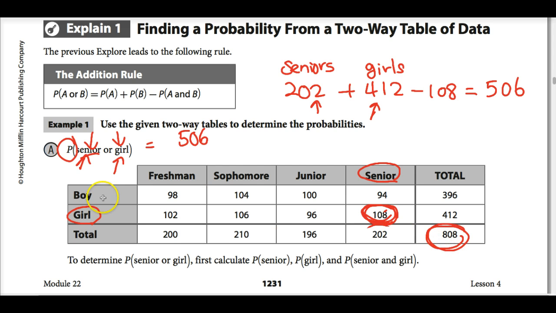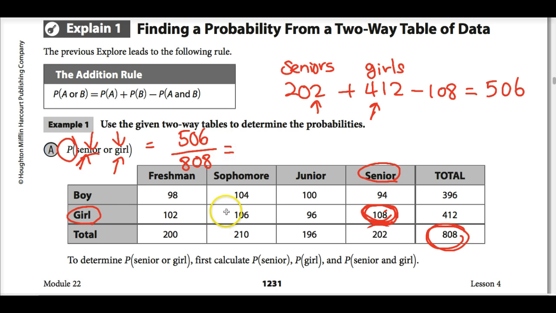Because look, all the boys are 396. All the girls, there's 412 of them. So if you add them together, it's 808. Same thing down here. There's 200 freshmen, 210 sophomores, 196 juniors, and 202 seniors. So if you add them all together, you'll get 808 students, right? So we're going to put that over 808.